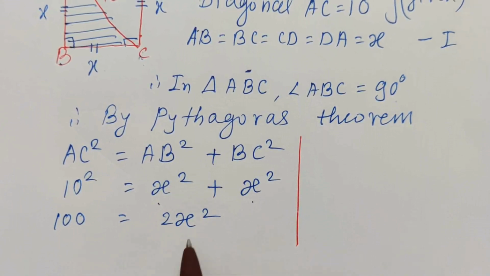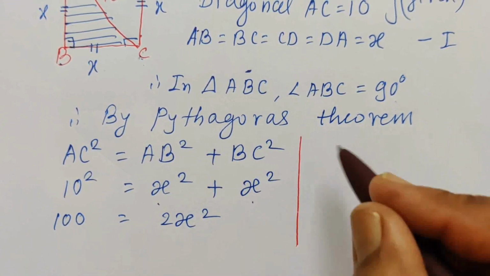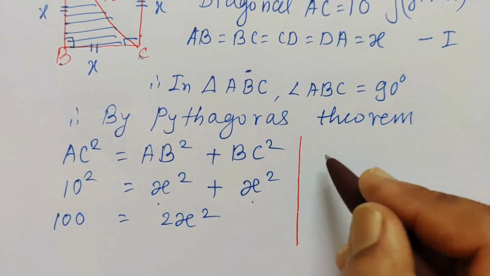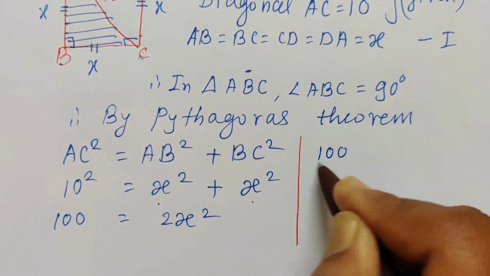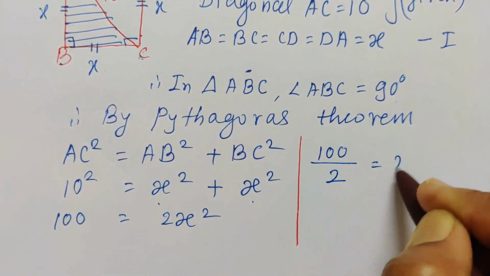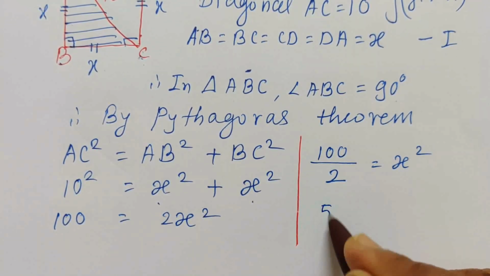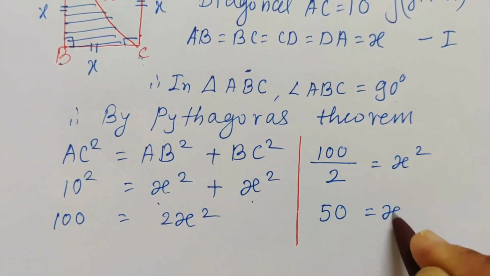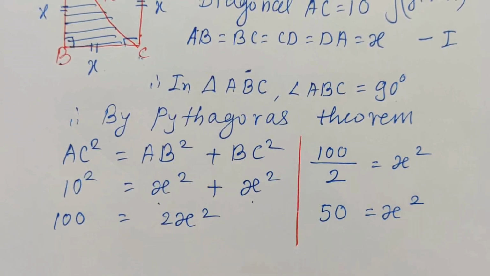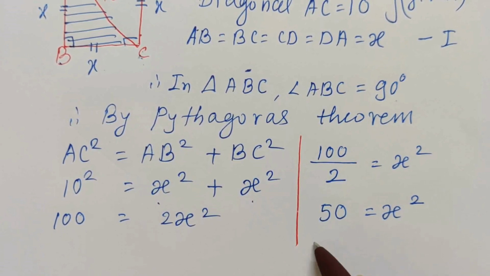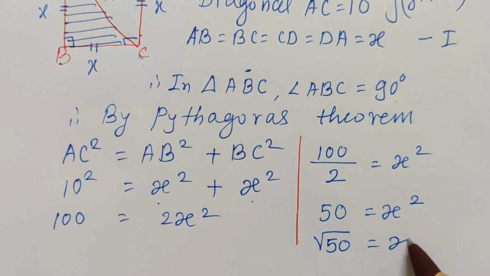So here now we want to find the value of x. So let the 2 go to the opposite side. 100 divided by 2 is equal to x square. 2 fifties are 100, that means 50 is equal to x square. Now we don't want x square, we want only x. So we'll take the square root of both sides. That means you will get here square root of 50 is equal to x.